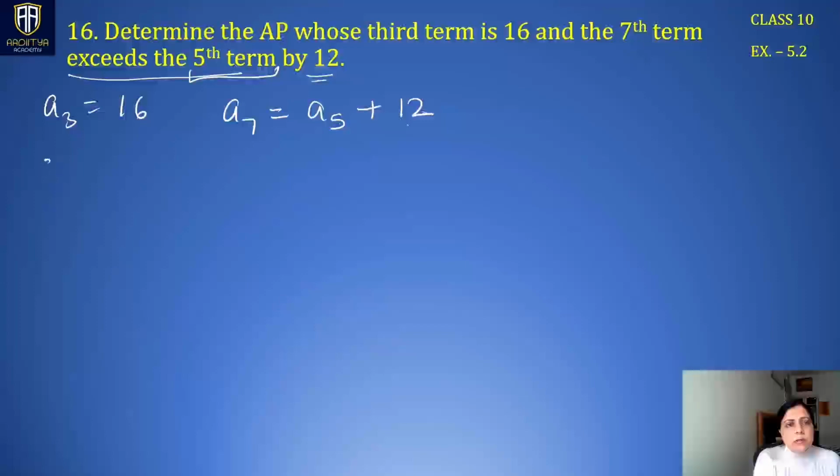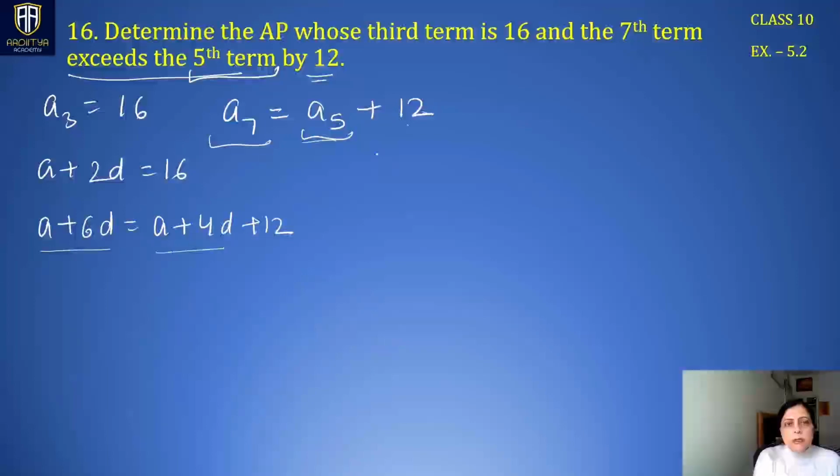Now we form these two equations like a plus 2d is 16. And from this we can write a7. a7 means a plus 6d. a5 can be written as a plus 4d, plus 12. So this is the relationship. Now how can we solve this? a plus 6d, bring both the terms to the left hand side. So this becomes 12. a minus a, 6d minus 4d is 2d, which is 12.